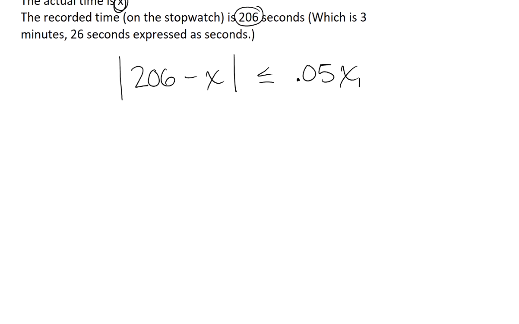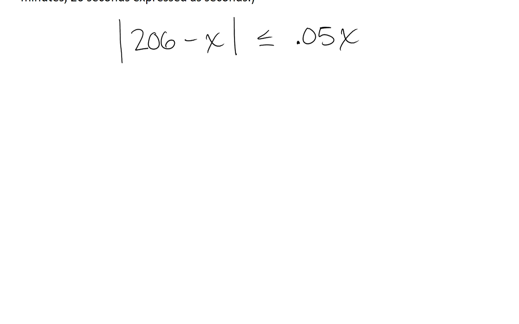Now, this inequality, we need to solve this thing, and it is a less than statement. So when we have these inequalities that involve less than, it's a compound inequality. There are two inequalities here, and they're joined by and. And basically, let's say that 206 minus x was a positive number, just like that, then this would be less than or equal to 0.05x. That's one way to write it.